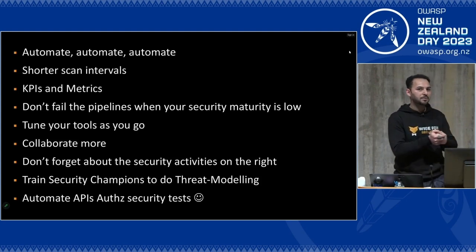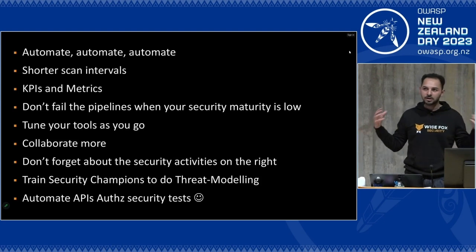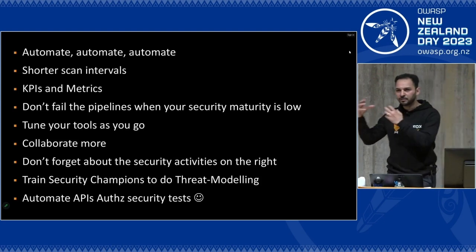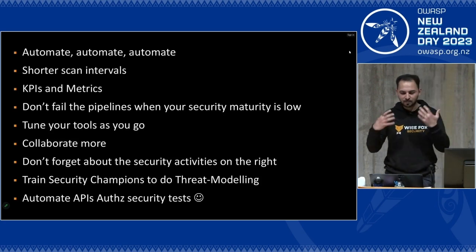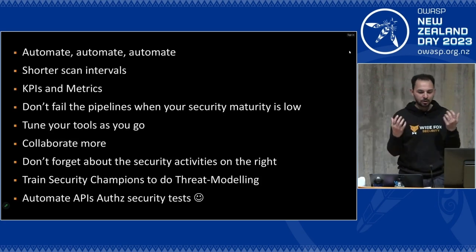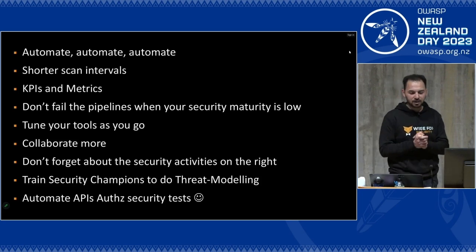Collaborate more. Establish Slack channels, team channels, or whatever platform that you have where security teams are presenting, and your developers are presenting if they found something interesting to share, and that's what's going to keep that ball going. It's going to really, really help you in the long run. So you have to collaborate more.